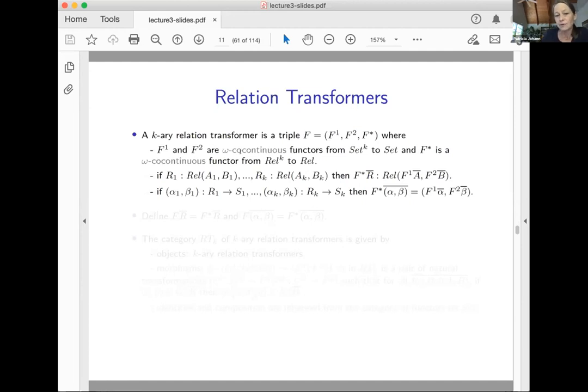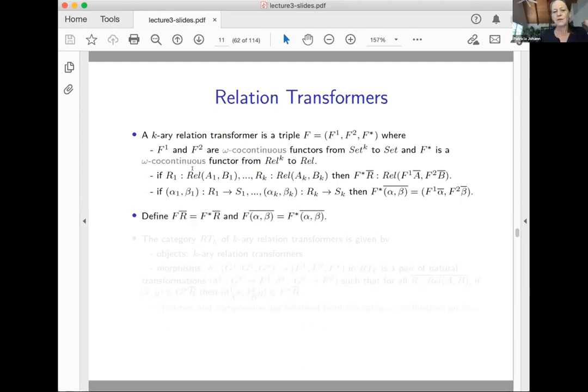So now I've got these relation transformers. And again, like in Set, I've got sets and functors, and over here, I've got relations and relation transformers. What we wanted to do, remember, is to think of our functors as fixed points of higher order functors over here in Set. So over here, I want to make functors on relation transformers.